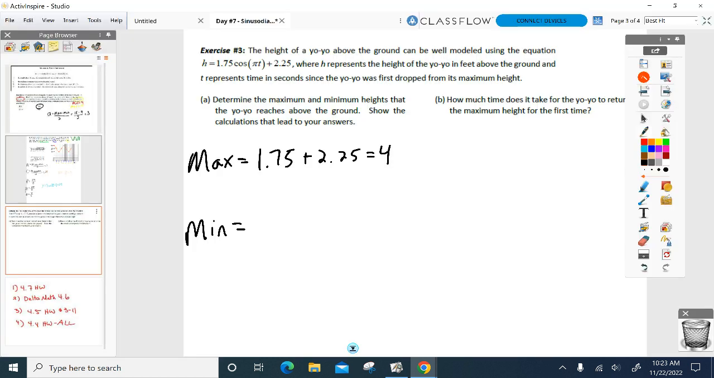How can I get the minimum? Negative 1.75. Yep, it was negative 1.75 originally, but then I did the shift of 2.25. And what's my new minimum when you have it, Nora? 0.5, yep, good work.